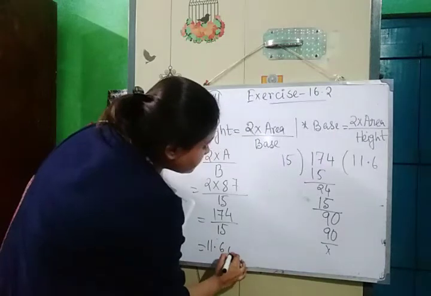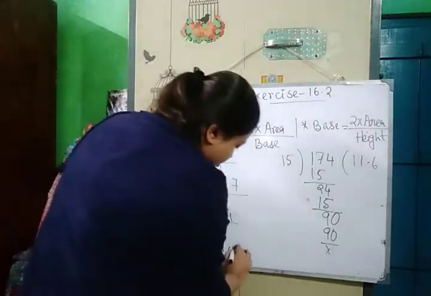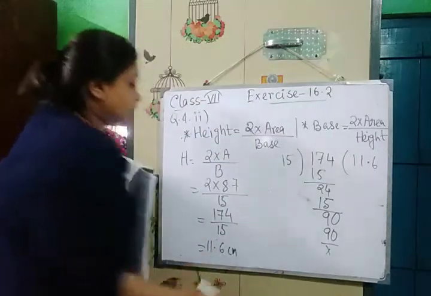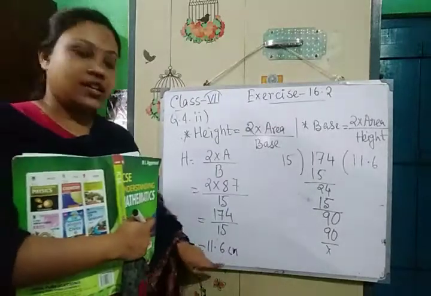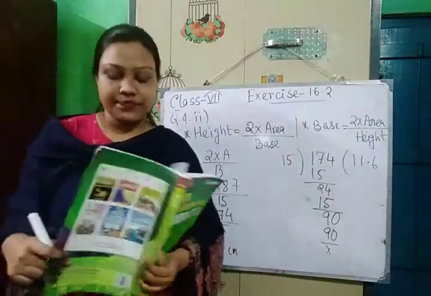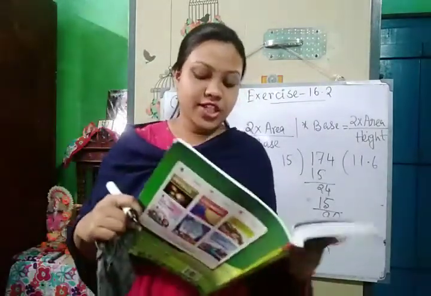So 11.6 meter square. It's meter or centimeter? No, centimeter. So centimeter square. Centimeter. We are finding out the height, so it will be centimeter only. 11.6 centimeter is the height of the triangle. Okay. Hope this is clear. Next I am doing question number 5.